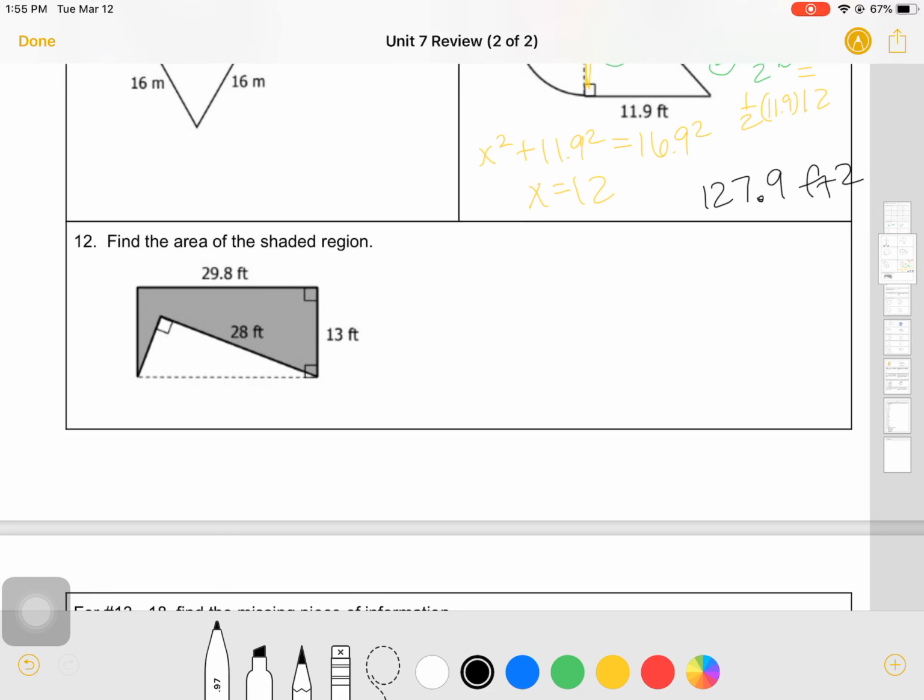On number 12, the only difference is you're finding me the shaded region, so you will find the area of the whole rectangle, and then you will subtract out your triangle. So you will need to do Pythagorean theorem again as well.